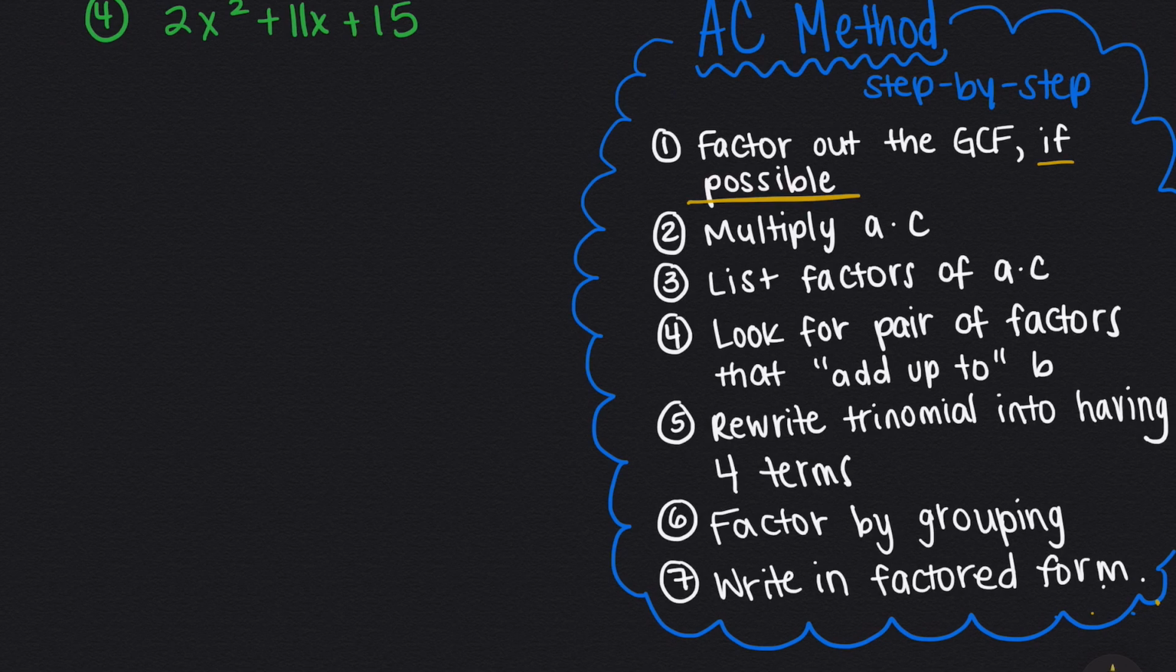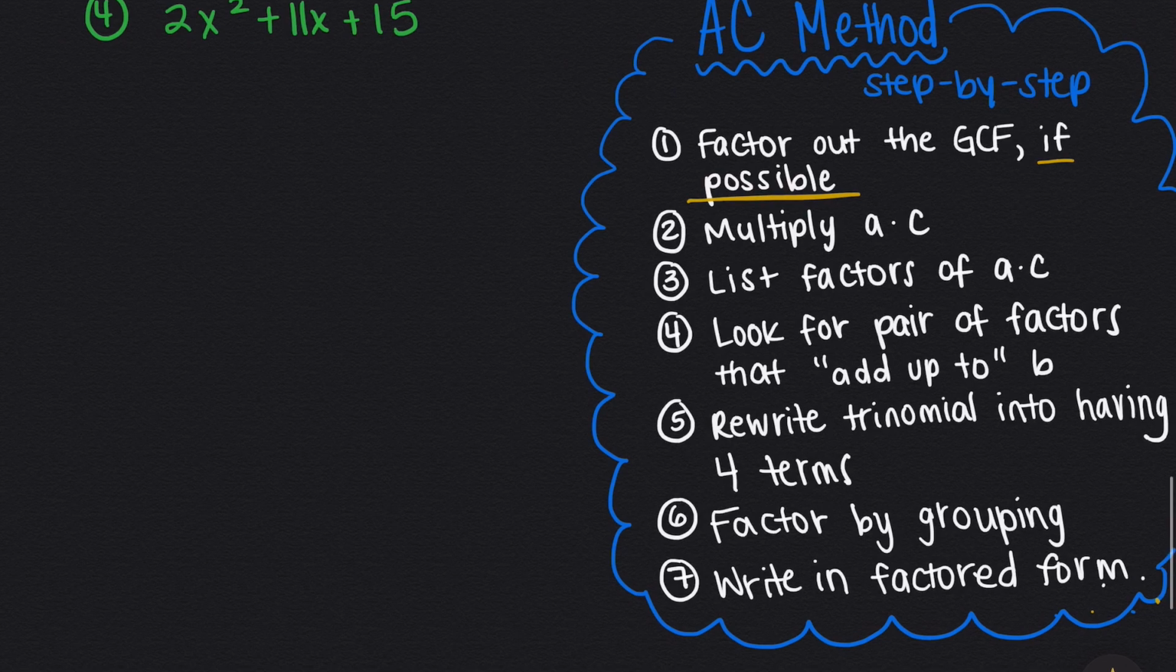Our first thing to do here is to multiply A times C. So A times C, that's 2 times 15, which is 30. Next, what we do is list the factors of 30. And we want to list the factors in order. That would be 1 times 30. Then 2 times 15, that's 30.